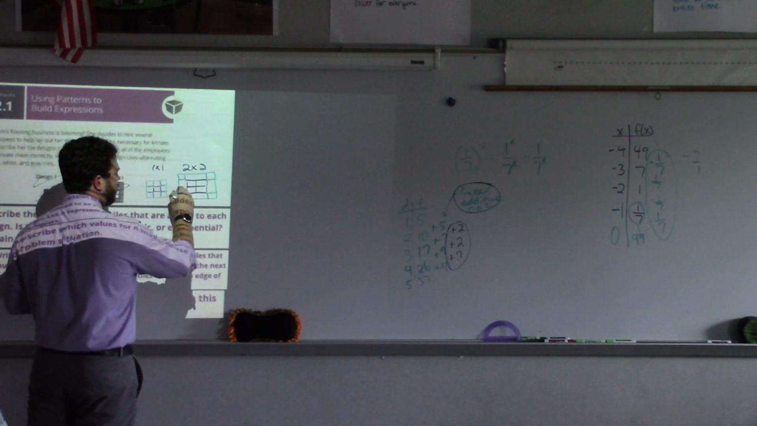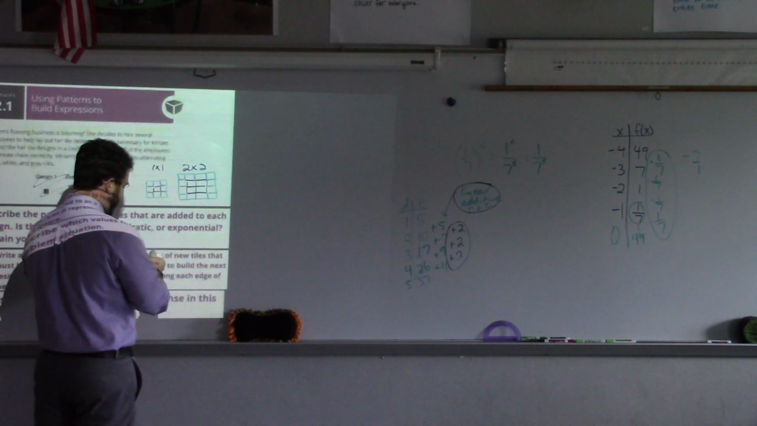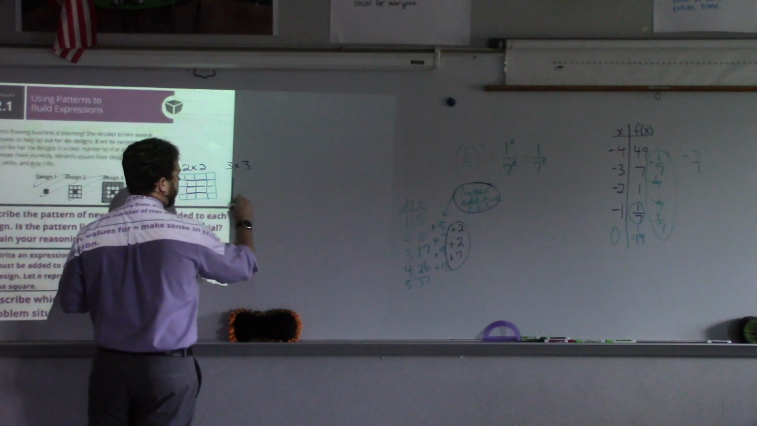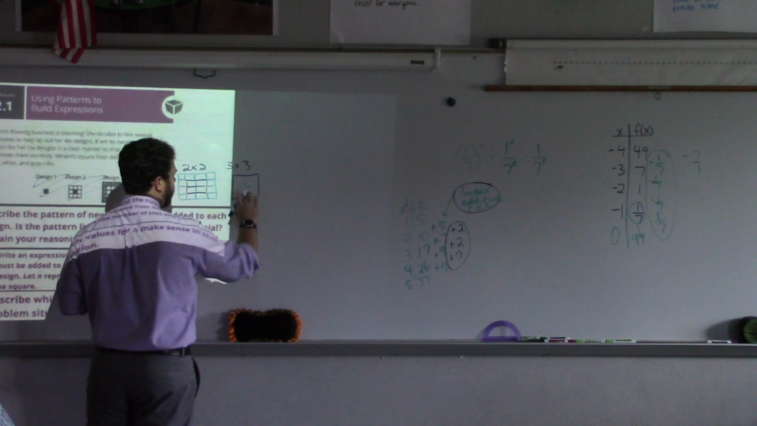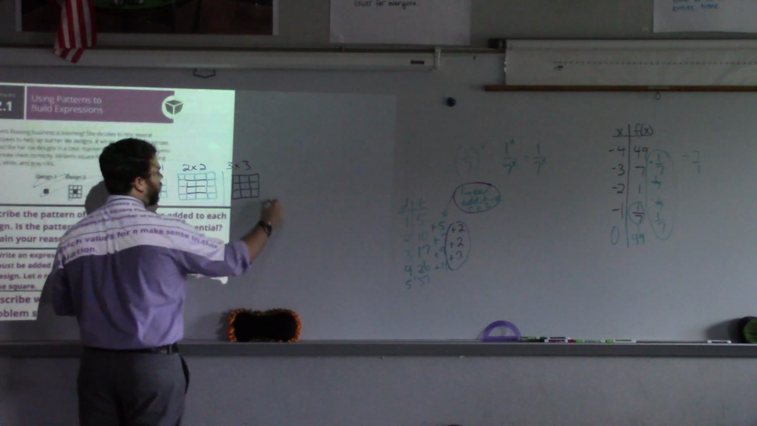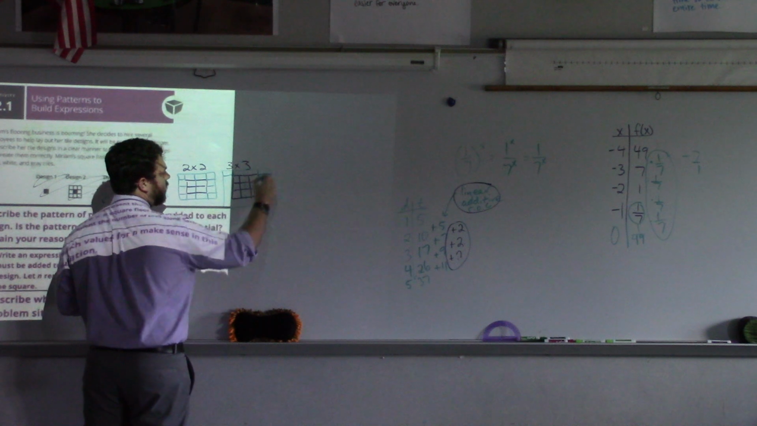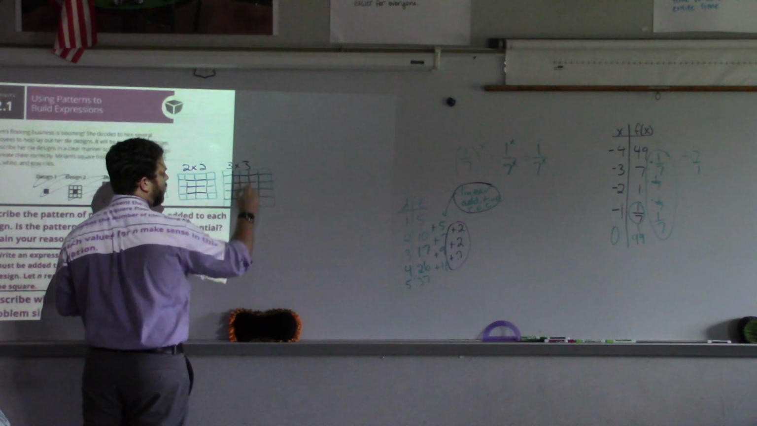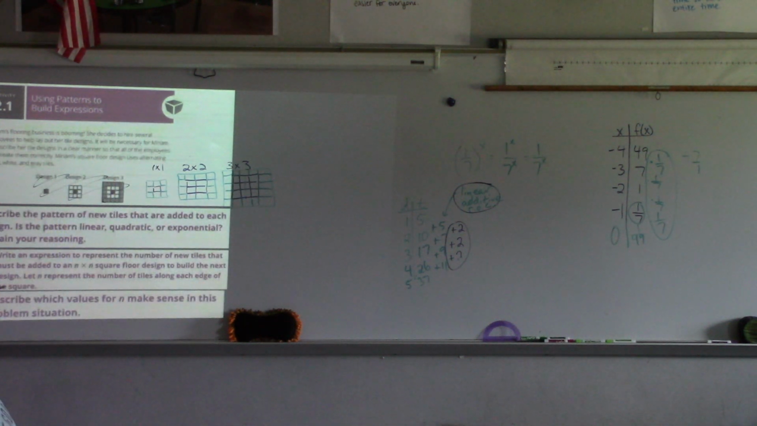There's my border. And then I would do a 3 by 3 square, which has 3 in the center. And then we would have the border. So remember, what we're trying to do is write an equation that represents the number of tiles in the border. That's the whole point here, which means you need to find a pattern. If you're going to write an equation or an expression, you have to find a pattern. So number 2: let n represent the number of tiles along each edge of the square. Do we have any questions about what we're trying to do?